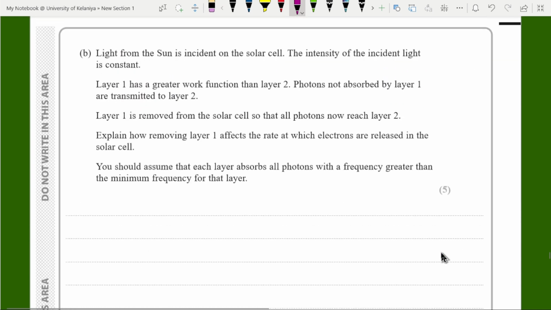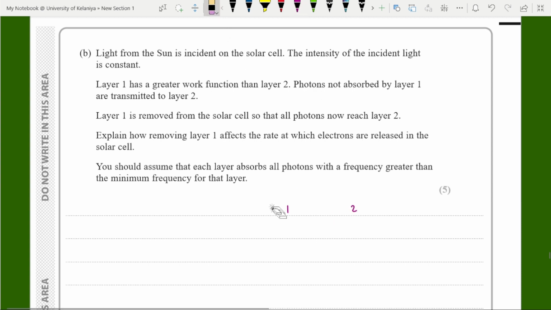In the next one, light from the sun is incident on the solar cell. The intensity of the incident light is constant. Layer 1 has a greater work function than layer 2. Keep in mind that the work function of layer 1 is greater than the work function of layer 2. Photons not absorbed by layer 1 are transmitted to layer 2. Layer 1 is removed from the solar cell so that all photons now reach layer 2. Explain how removing layer 1 affects the rate at which electrons are released in the solar cell. You should assume that each layer absorbs all photons with a frequency greater than the minimum frequency for that layer. In this case, we need some assumption.